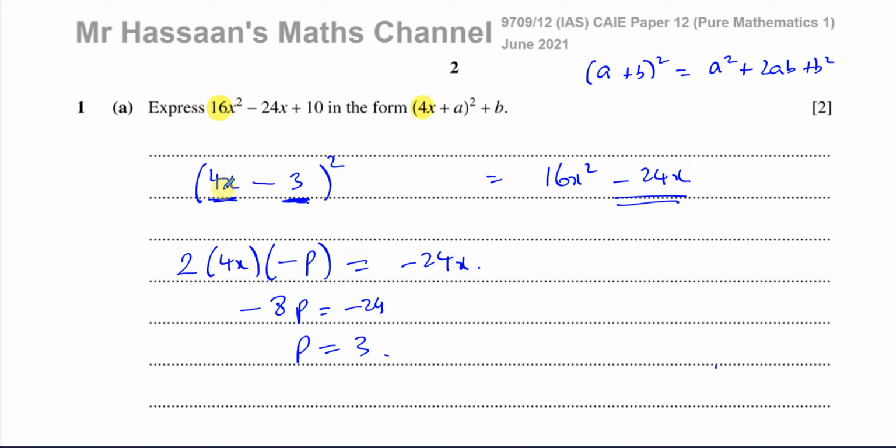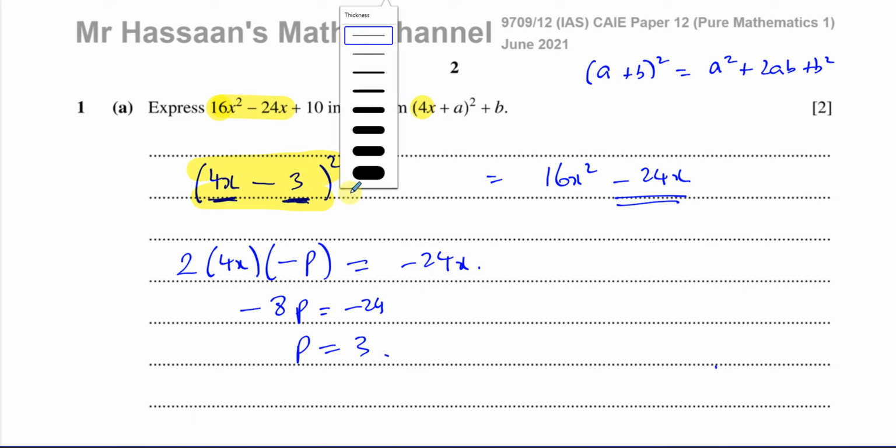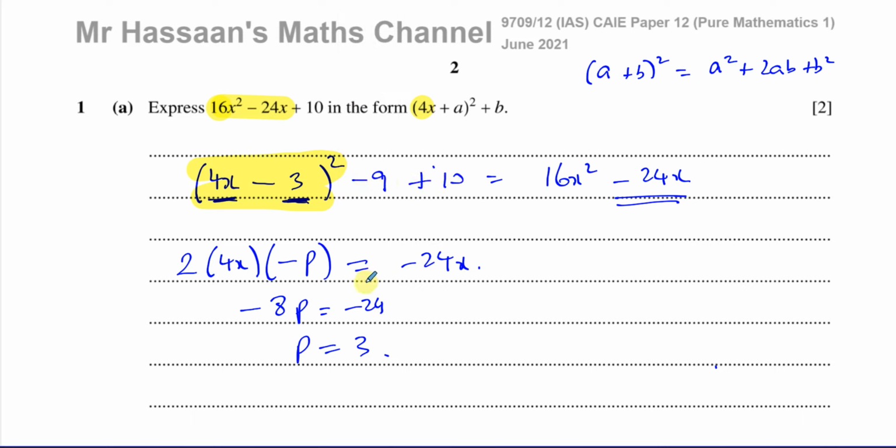That will give me 16x squared minus 24x plus 9. Well, I don't want the plus 9. I want this to be exactly the same as that. So for this to be the same as that, I've got to get rid of the extra part. This gives me 16x squared minus 24x, but then it gives me a plus 9. I don't want the plus 9, so I'm going to take away that 9. And then I've got a plus 10 at the end, and we get an answer.